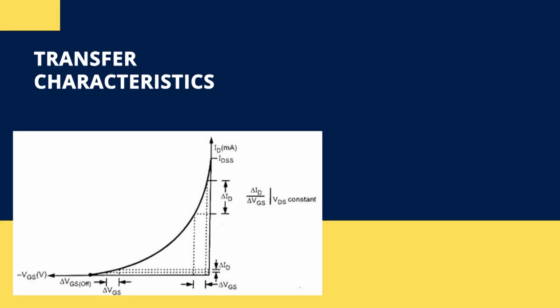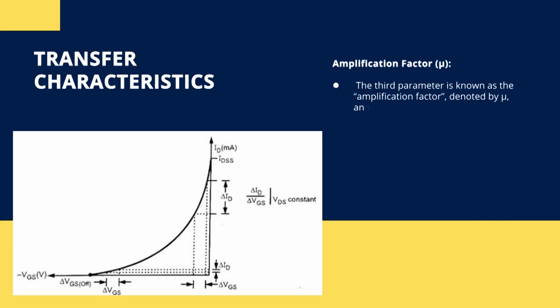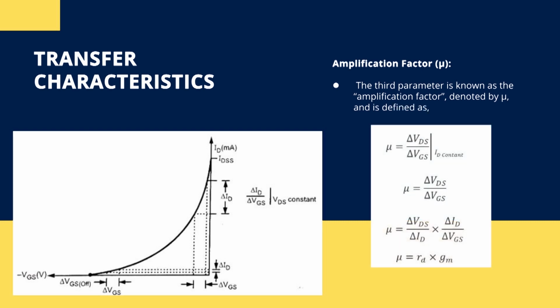So far we have defined two parameters, GM and RD. For a JFET, the third parameter is known as the amplification factor, represented as mu. Mu, or the amplification factor, is the variation in drain to source voltage to the variation in gate to source voltage at a constant value of ID. The amplification factor mu is defined in terms of the parameters GM and RD. Mu is RD into GM. So, this completes the JFET parameters.